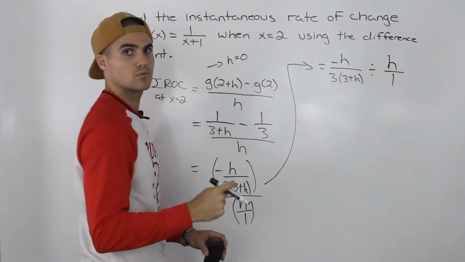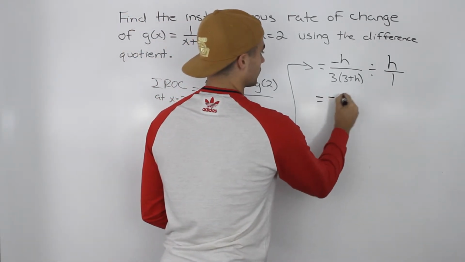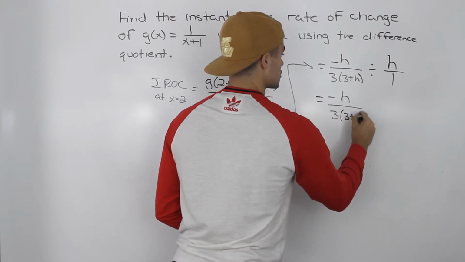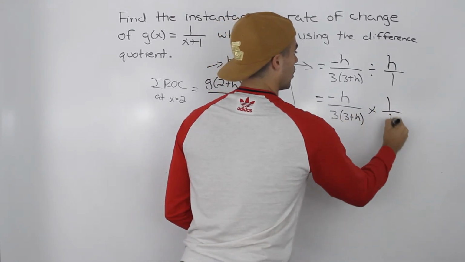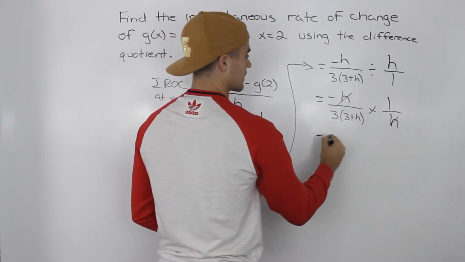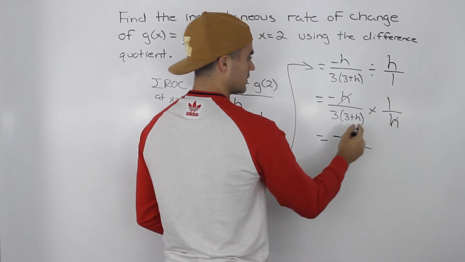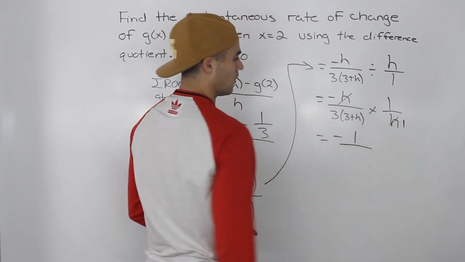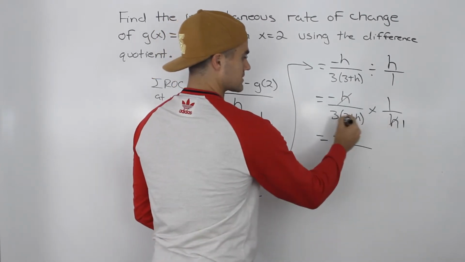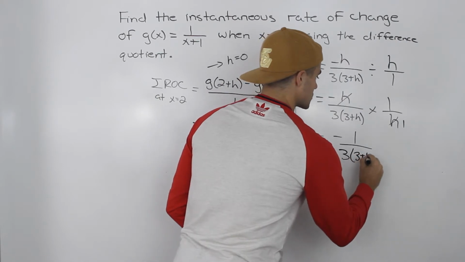Now, what do we do when we're dividing a fraction? Well, we flip that second fraction and then multiply them. So we'd have negative h over 3 bracket 3 plus h, multiplied by 1 over h. Then notice how the h's cancel out, and we're left with negative 1, right? Negative 1 times 1 is negative 1. And then here we're left with 1 in the denominator after we cancel out that h with this one. So 1 times 3 bracket 3 plus h would just give us 3 bracket 3 plus h.